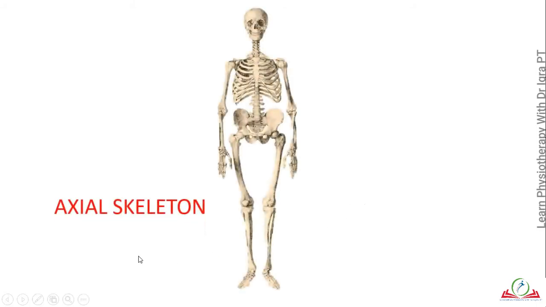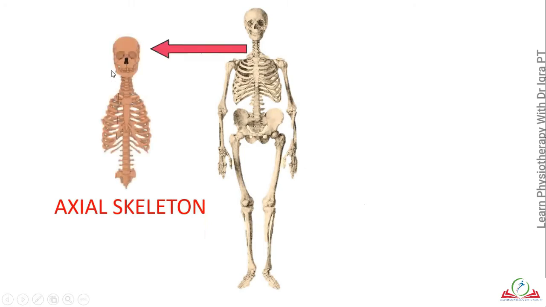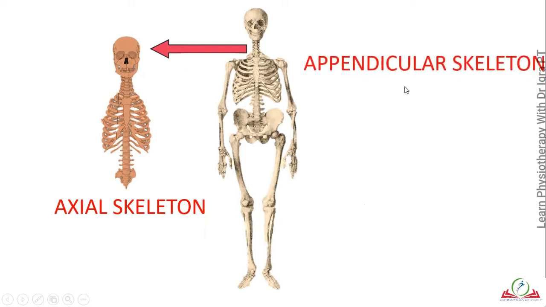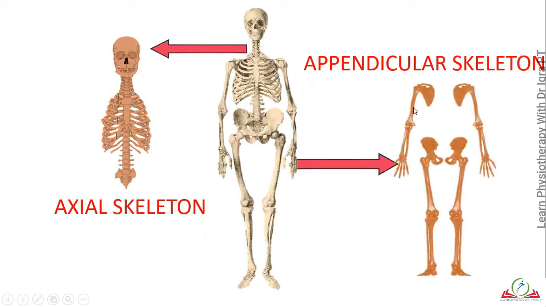A skeleton has an axial skeleton, which consists of the skull, the rib cage and the spine, and an appendicular skeleton, which consists of the shoulder girdle, upper limb, pelvic girdle and the lower limb.